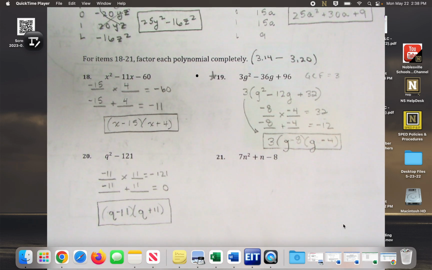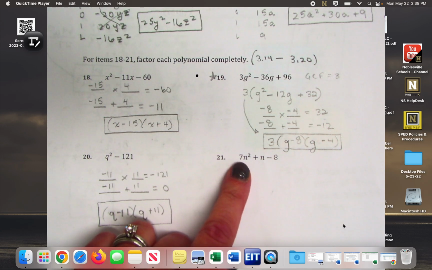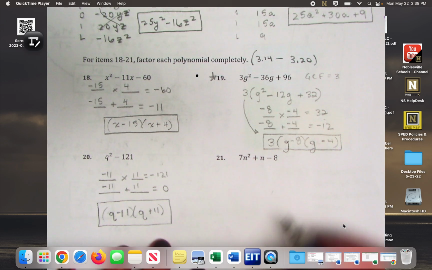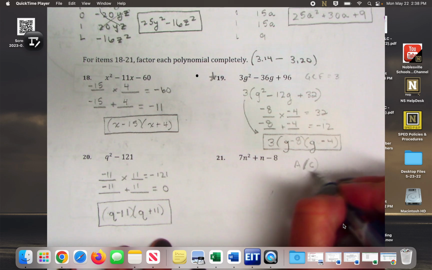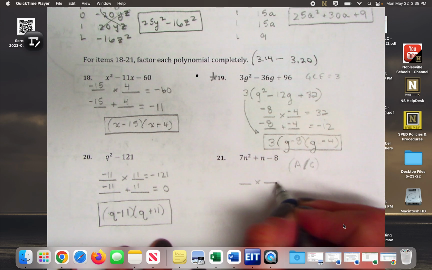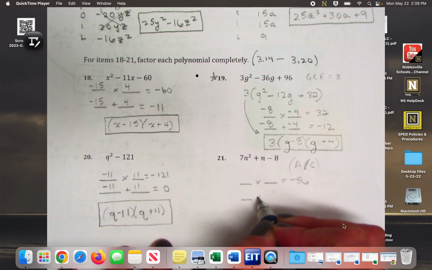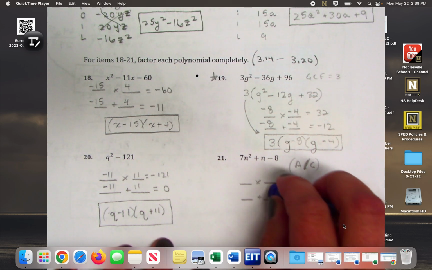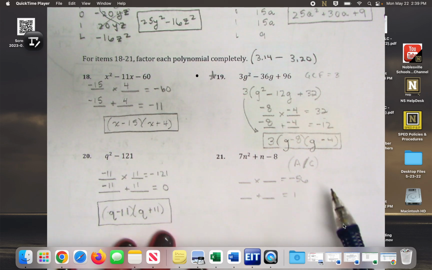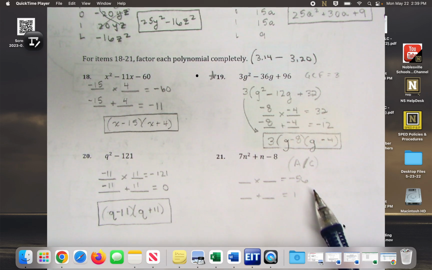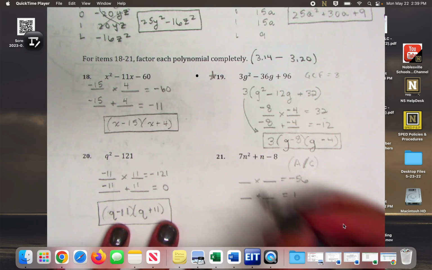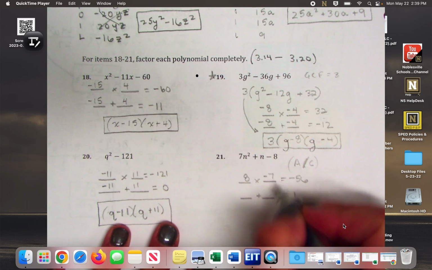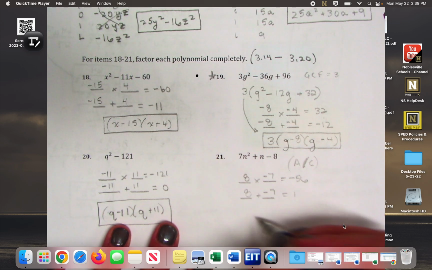Number 21 can't be solved with greatest common factor or this strategy because we have a 7 in front of the coefficient for n squared. So this is when we use the AC method. So what times what equals negative 56? What plus what equals 1? Where did I get that negative 56 from? A times C. So I'm going to have 8 and negative 7. So I'm going to end up with n plus 8 times n minus 7.